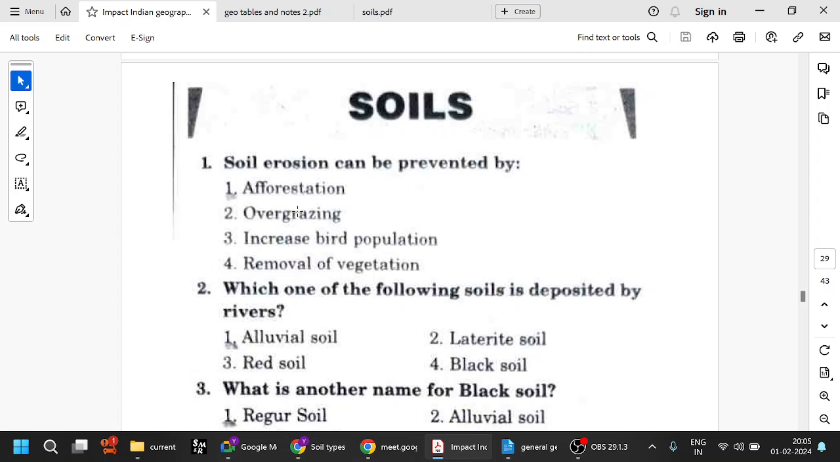Soil erosion can be prevented by... obviously, overgrazing and the removal of vegetation are reasons for soil erosion, and it can be prevented by afforestation, contour plowing, contour bunding, putting more vegetation, etc.